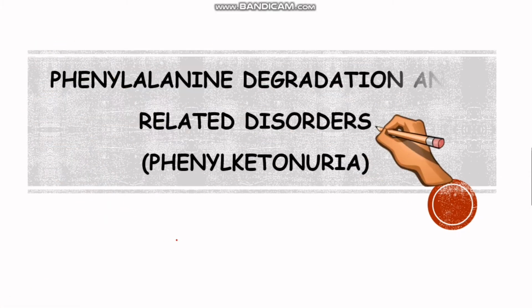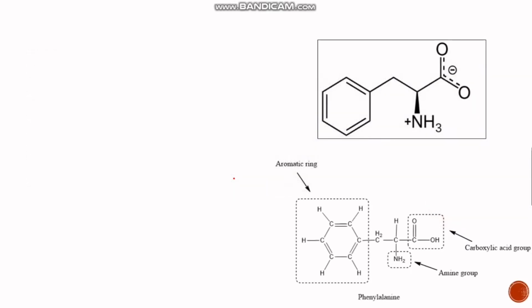So today the topic we are going to discuss is phenylalanine degradation and its related disorders. The disorder we are going to study is phenylketonuria. So first of all, we will see what phenylalanine is. Here is a brief description of it.